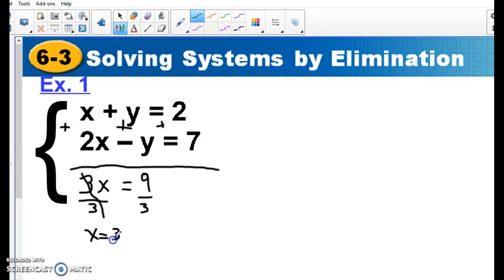Now I still need to solve for y. Just like substitution, I can pick whichever problem I want and figure out what my y is going to be. I think this top one looks simpler. So 3 instead of x, plus y equals 2. I want to solve for y, so I'm going to subtract 3 on both sides. That will cancel. And so my y ends up being a negative 1. So my two answers here are 3 and negative 1.